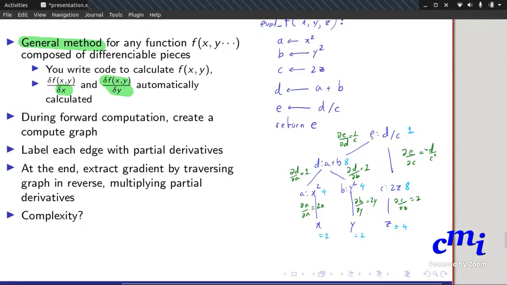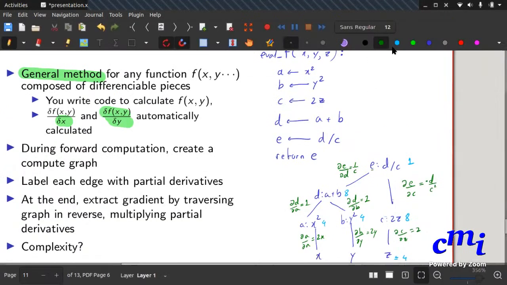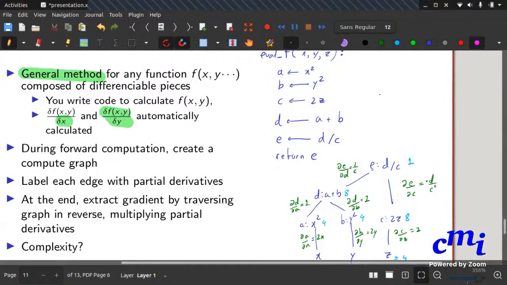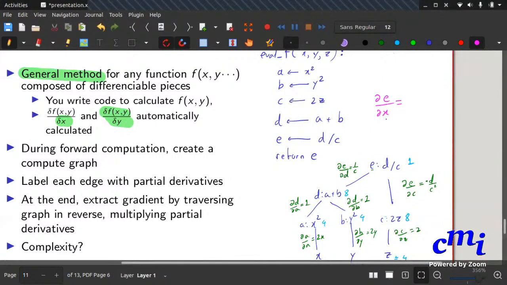So this is fine, right? Yeah. So now, what if you think about this particular function? What are we trying to calculate? We are trying to calculate this value, right? We want to know what delta f, or in this case delta e delta x, is, right? So if you think about this delta e delta x, e is really nothing but d by c, right?